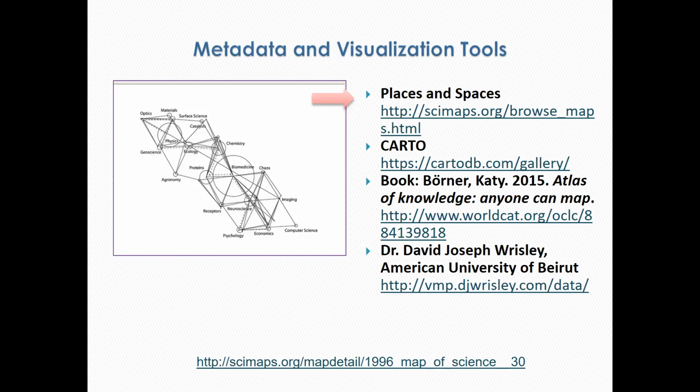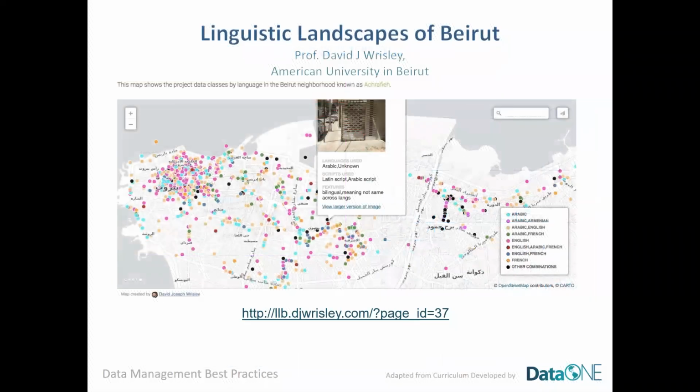Carto is another mapping application you can use to visualize your data and plot them on online maps. It is popular among geospatial digital humanities, which is a specialization of my colleague, Dr. David Joseph Wrisley. He's Associate Professor of English at the American University of Beirut. I like to show this interesting and fun project by DJ.